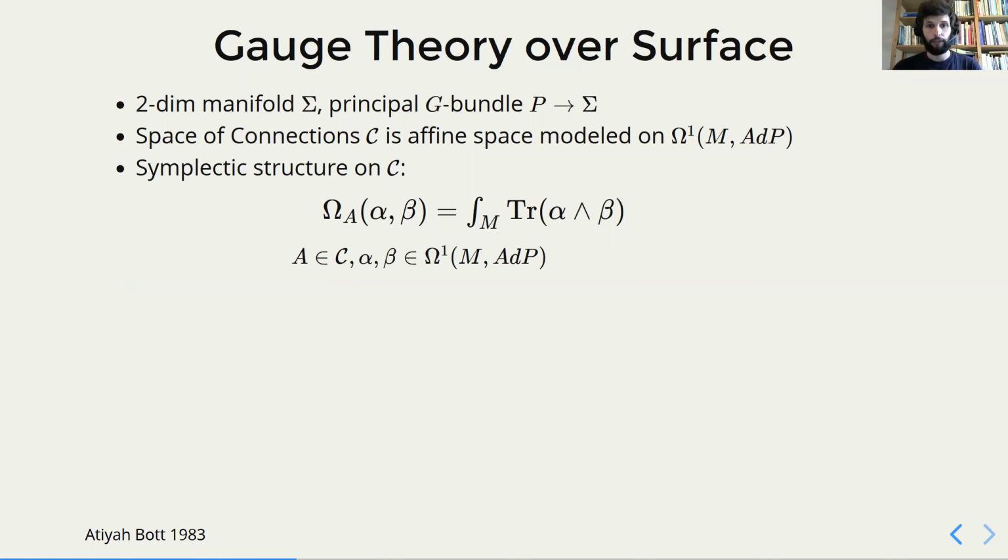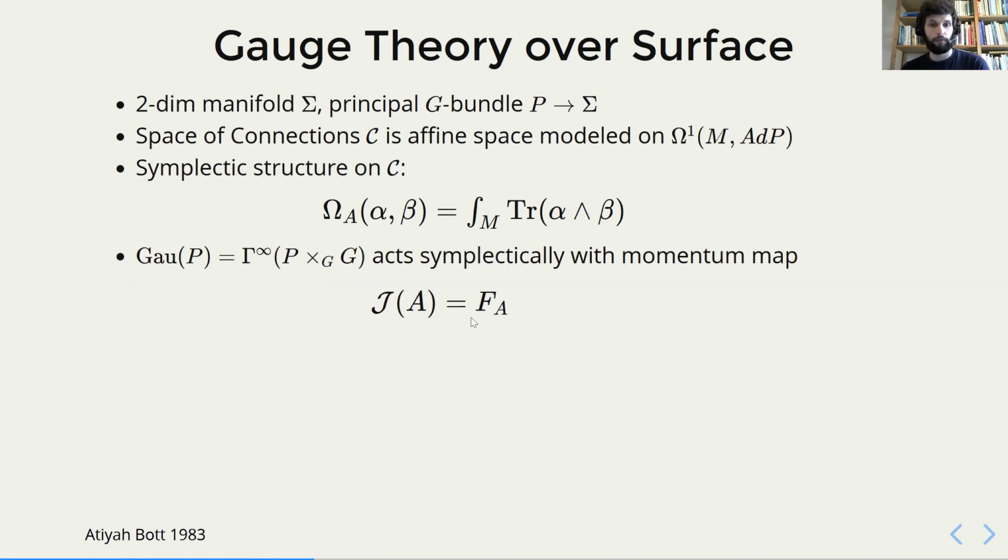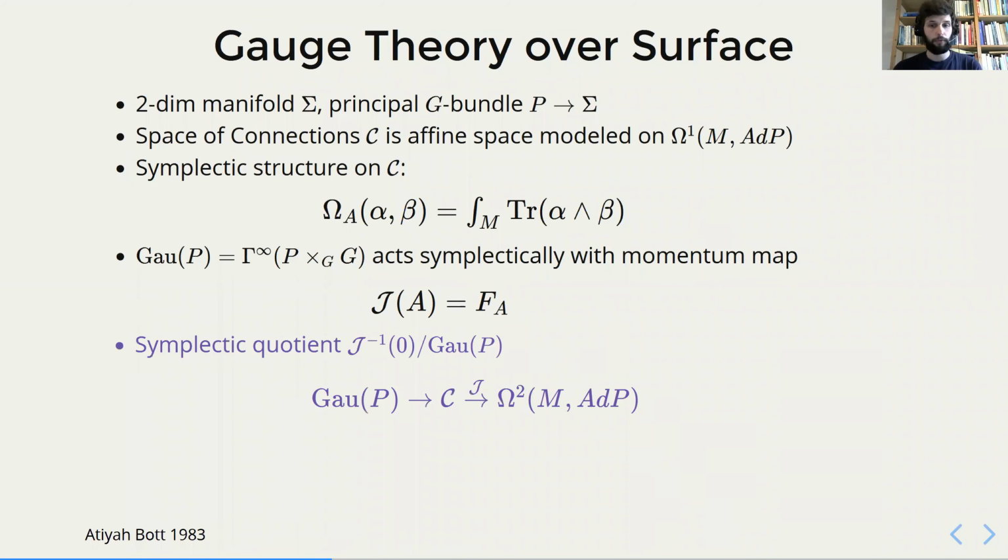And then you can verify that this is really a symplectic structure on the space of connections. And you can study the action of the gauge transformations, which naturally acts on connections, and you can verify they act symplectically, and moreover, you can calculate the momentum map. And it turns out that the momentum map is given by the curvature of the connection. And this has important consequences.